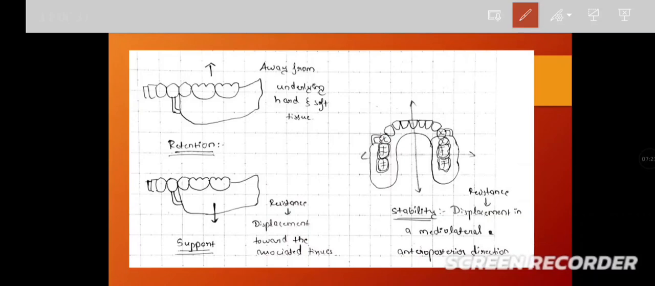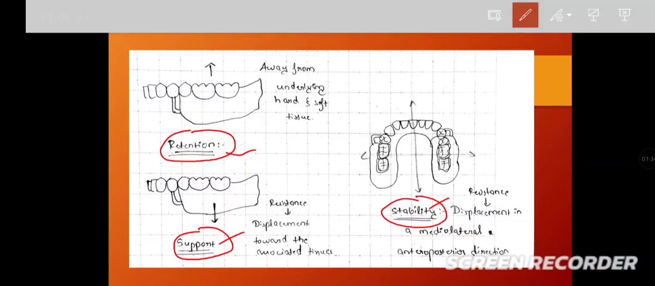Other key important terms related to the prosthesis which resist the displacement are retention, support, and stability. These are properties of prosthesis. Retention may be defined as resistance to displacement away from teeth and soft tissue. In removable partial dentures, direct retainers and indirect retainers will provide you retention.